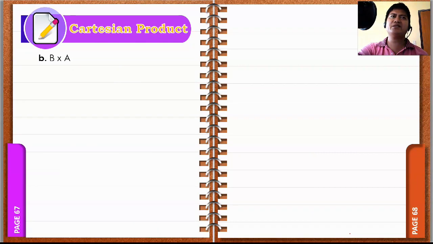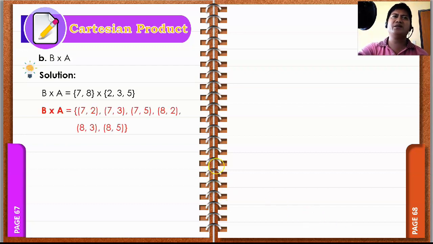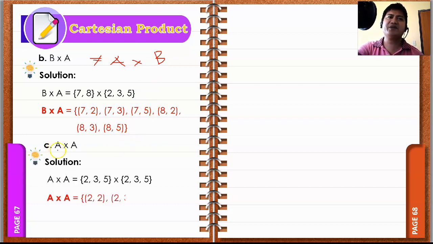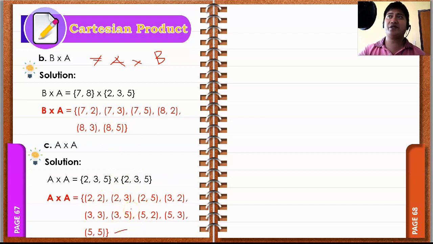If we have B cross A, we get a different answer. That is {7, 8} cross {2, 3, 5}. So we have (7, 2), (7, 3), (7, 5), (8, 2), (8, 3), (8, 5). It is important to note that A cross B is not equal to B cross A. If you have A cross A, then obviously we have 9 possible ordered pairs, because there are 3 elements for A and 3 elements also for A. If we get the Cartesian product, we'll get these answers. Okay, so that's it for the Cartesian product.